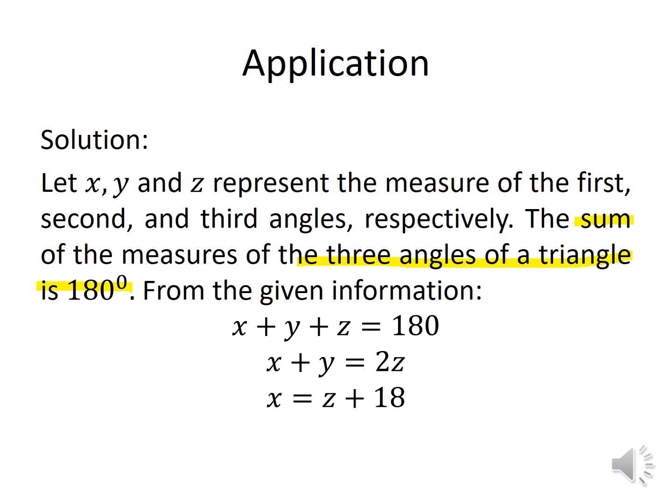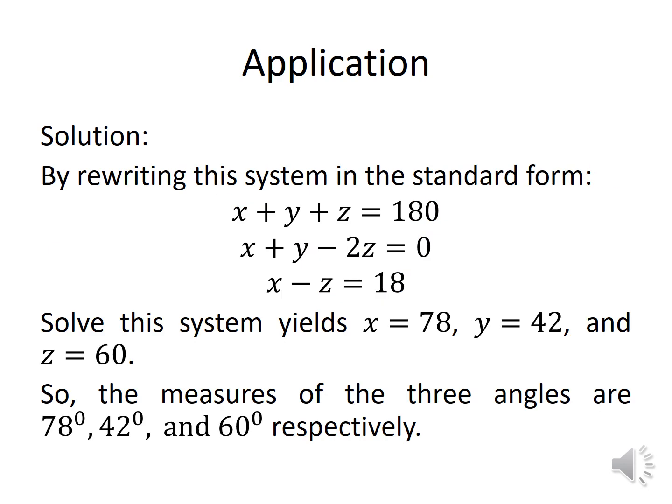So now we have a system because we have three equations with three unknowns. So we call it a system. And in the application part, you can solve it by any method. Here are the answers: the three angles are 78 degrees, 42 degrees, and 60 degrees.